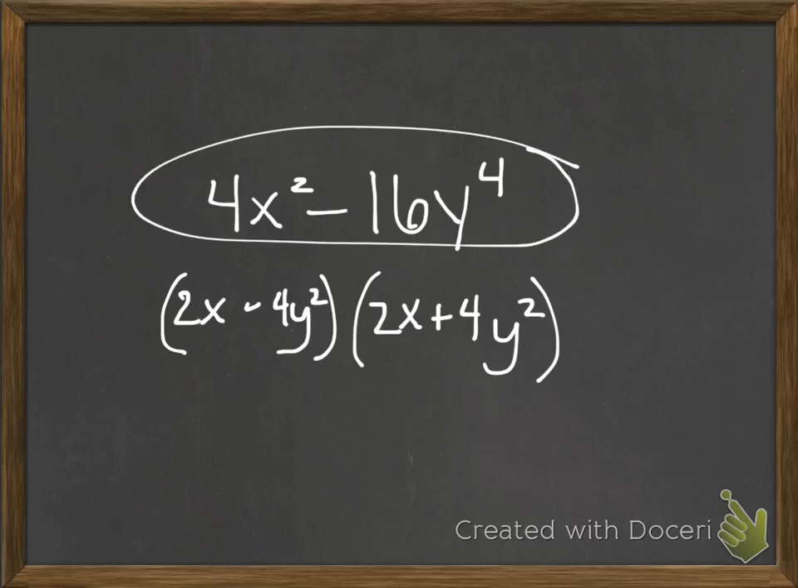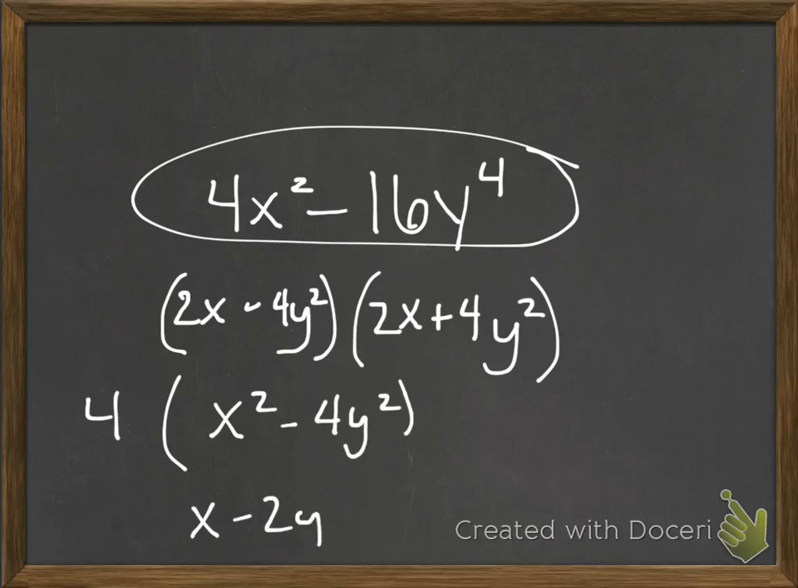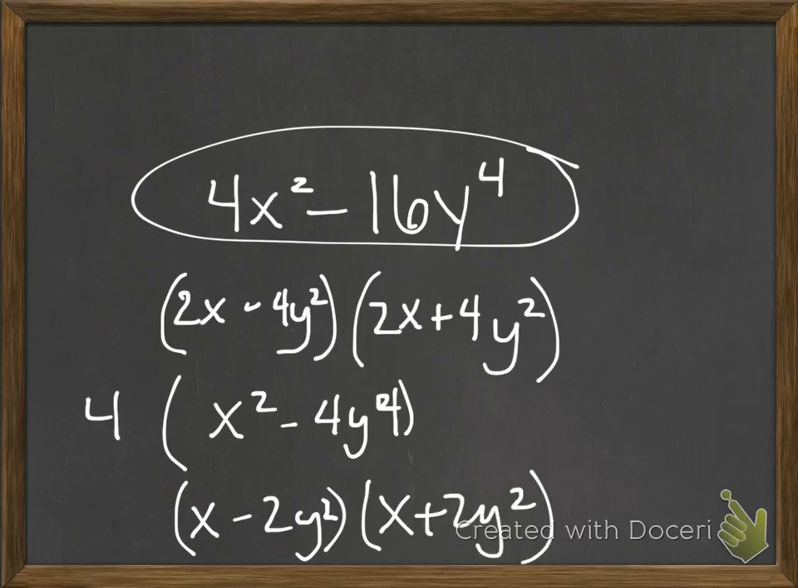Okay, something that I could have done in my first step also, GCF. Okay, my GCF looks like it's 4, so I could have taken out a 4 and gotten x squared minus 4y to the 4th. Okay, that would have broken down as x minus 2y. Oops, that's to the 4th, sorry. X minus 2y squared and x plus 2y squared, with my GCF on the outside.